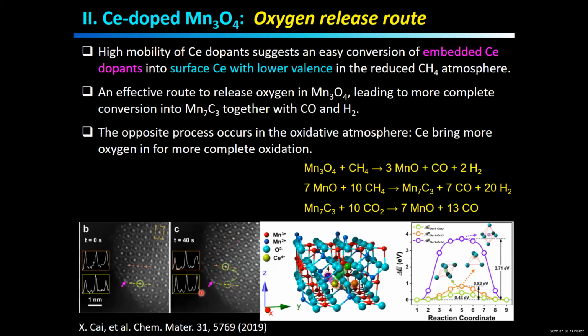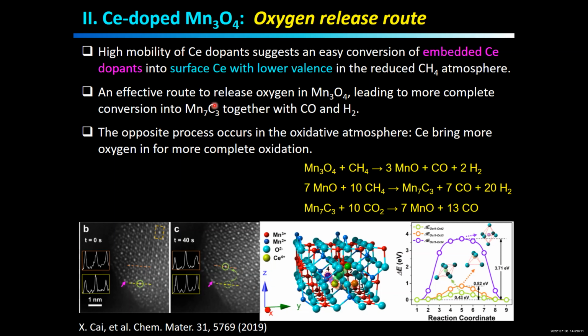And during the STEM observation, we often see the hopping of the cerium inside the manganese oxide lattice. So this indicates high mobility of the cerium dopant inside the lattice, which has also been confirmed by the DFT calculation. So this high mobility of cerium suggests that there could be an easy conversion between different configurations of the dopants. So for the first two reactions, with this reduced methane atmosphere, the surface cerium with lower valence should be preferred, so the embedded cerium may tend to migrate towards the surface to have the reduced valence.